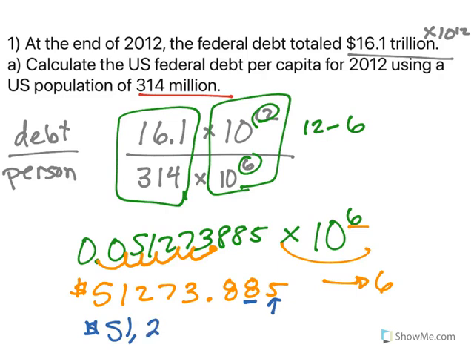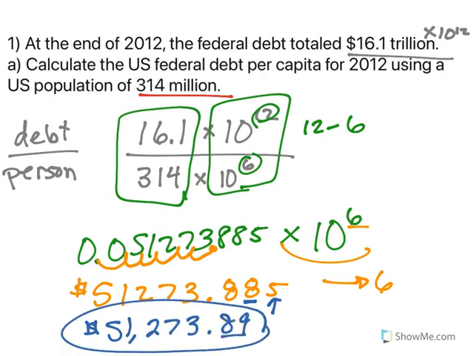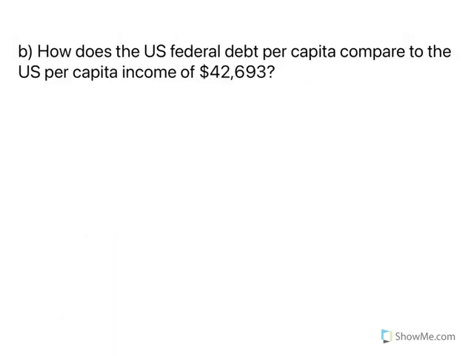So $51,273.89. This was in 2012. So that means in 2012, if every person, like adult, child, tween, everybody, would pay just a shade over $51,000, we would have gotten out of debt, which there's no way that would ever be able to happen.